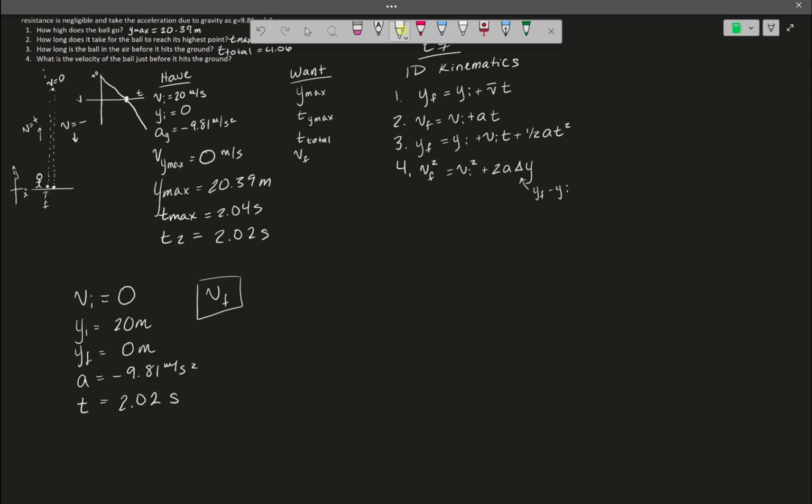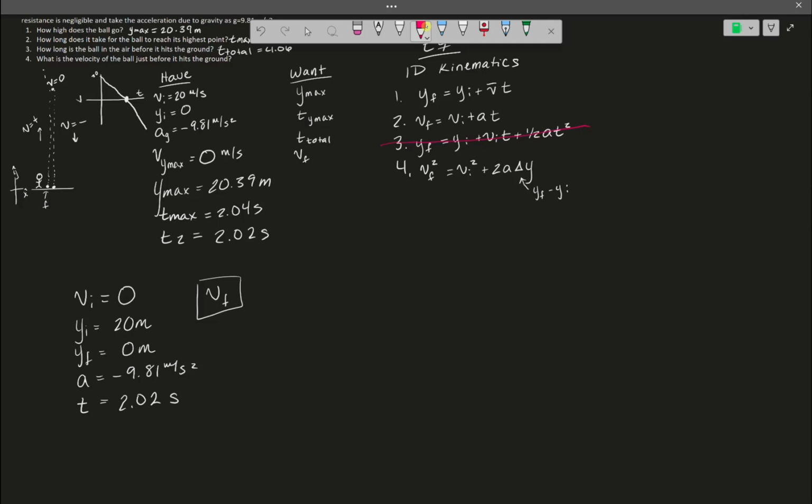I have a lot of information here, which means that I should be able to use almost any of these equations. So let's first start with seeing which ones don't involve final velocity. The first one has this average velocity, meaning that the final velocity is contained in there. I could use equation 1. I could use equation 2. I cannot use equation 3 because the final velocity is not in that equation, and that's what I'm solving for. Or I could use equation 4.